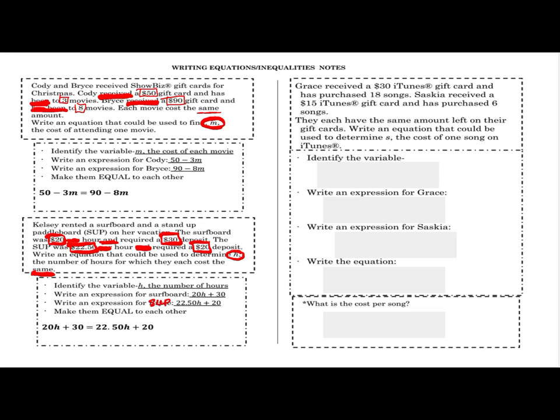So our variable, what we're trying to find is S. Okay. So this is S, cost of one song. Okay. We're going to highlight our operation words. So received is one of them. Purchased is another. Purchased means negative. So for Grace, we're going to have $30 and we're going to subtract 18S.